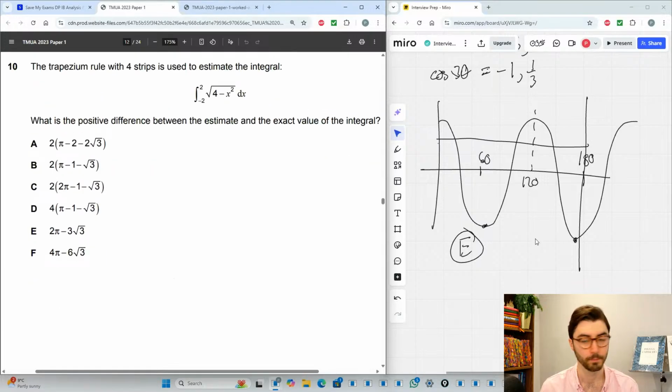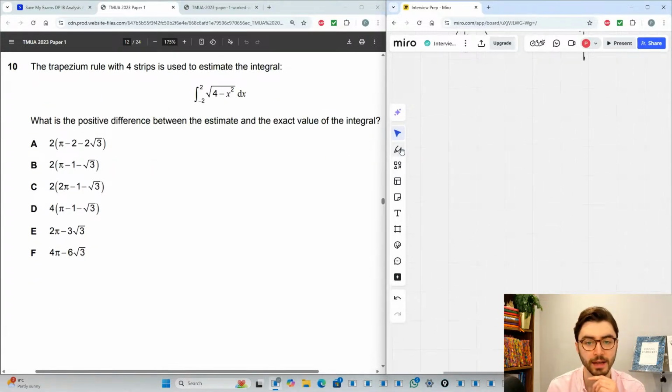Okay. 10. Trapezium rule with 4 strips is used to estimate the integral of this thing. What is the positive difference between the estimate and the exact value?